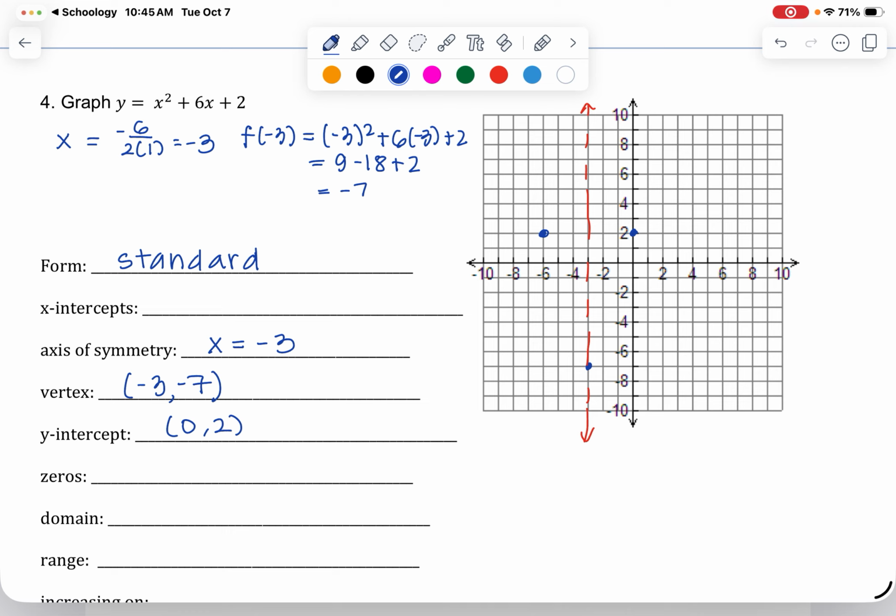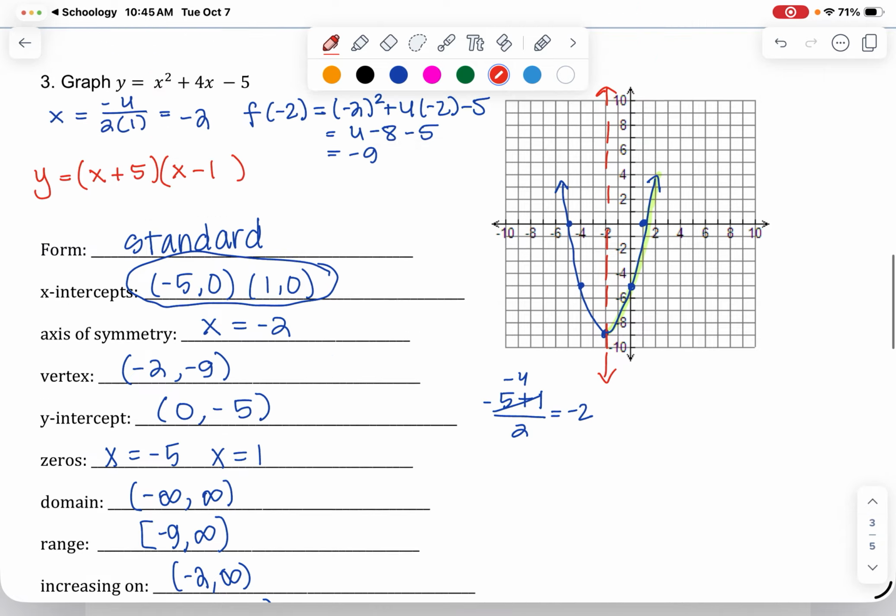All right, I still want to get my zeros, and I'm going to see if this is factorable. To see if this is factorable, I need 2 values that multiply to give me 2 and add to give me 6, which is not going to happen. So in order to get my x-intercept, I can either use the quadratic formula, set it equal to 0 and solve, or I can complete the square and put this in vertex form, which is what I'm going to do.